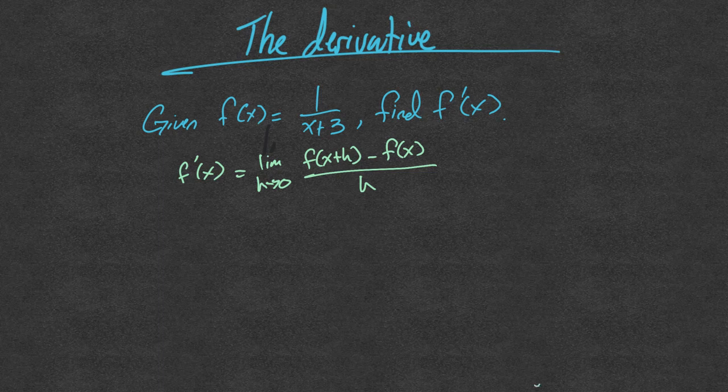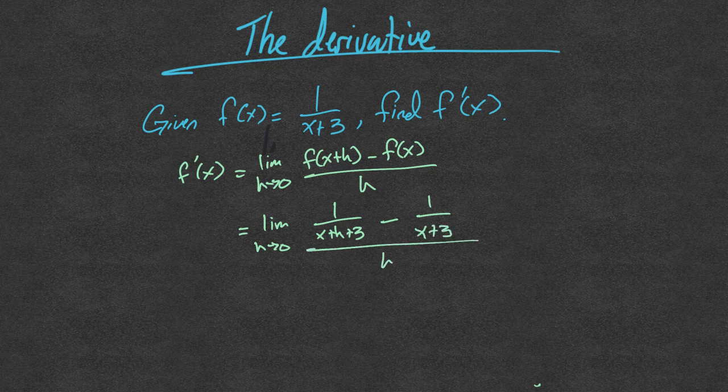All right, here we're trying to find the derivative of 1 over x plus 3. So let's just throw this right into the derivative formula here. So we have the limit as h goes to 0 of f of x plus h. And in this case, that would just be x plus h plus 3. And then f of x is obviously just 1 over x plus 3. And that's all over our h.